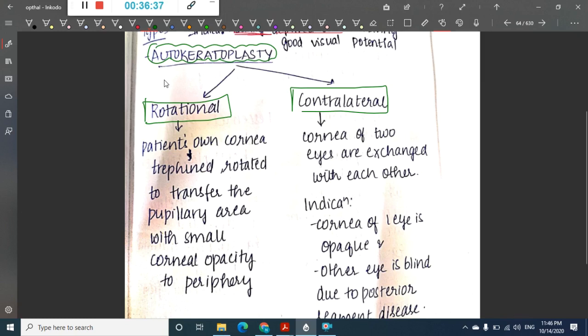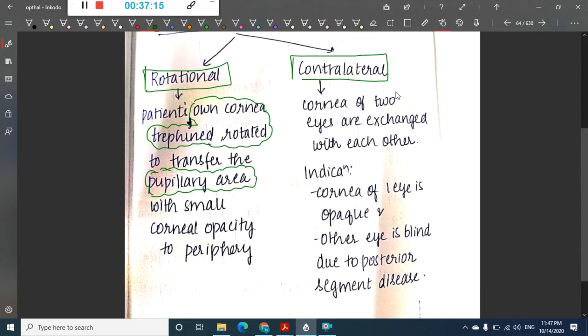That means the patient's own cornea is taken and transferred to the area with a pupillary defect. In rotational autokeratoplasty, we take the patient's own cornea, trephinate and rotate it, and transfer it to the pupillary area, with the small corneal opacity moved to the periphery. There will be corneal opacity, but it is at the periphery, and you give vision to the pupillary area. That is rotational.